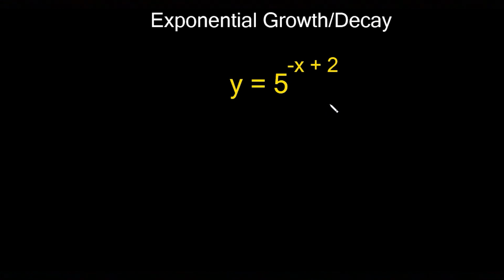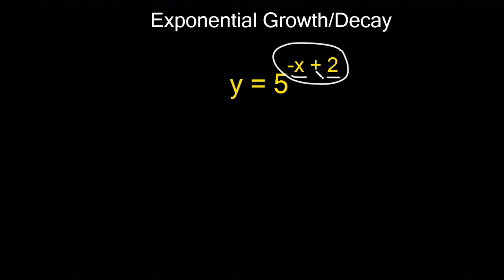So here's my next example. This one's a bit more tricky, and that's because you have to go back to properties of exponents. Think about what's going on here and how I can break this apart. I can clearly see that I'm adding here. I'm adding these two terms. I have a negative x and then plus 2. So think about what you can do here using properties of exponents.